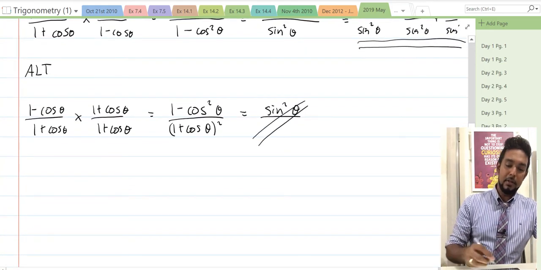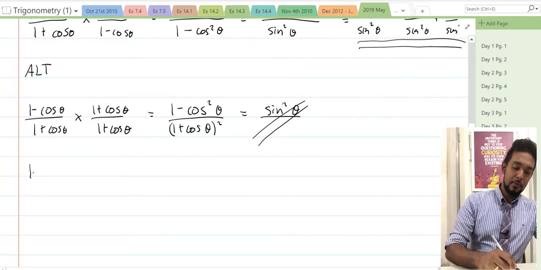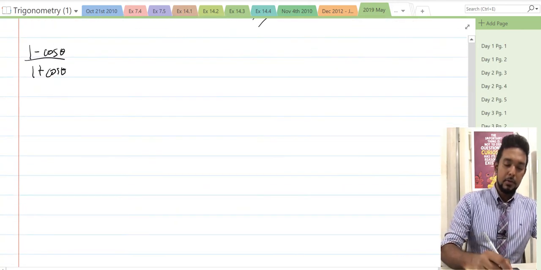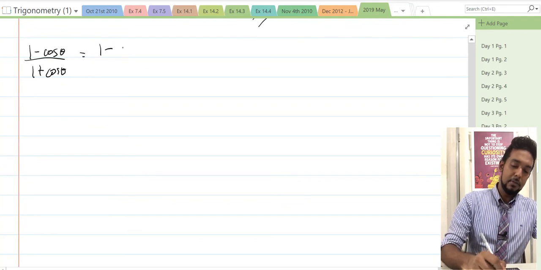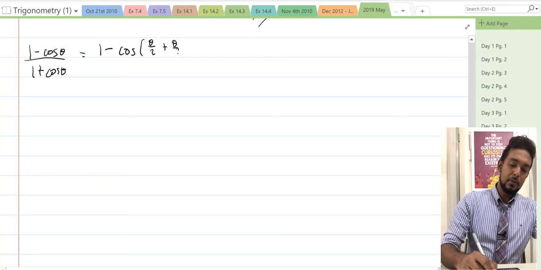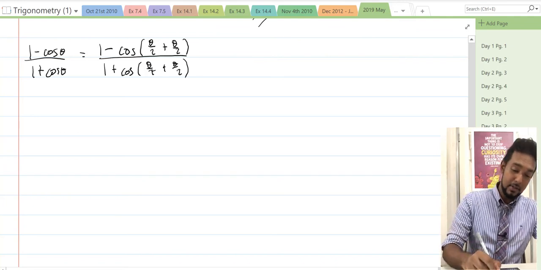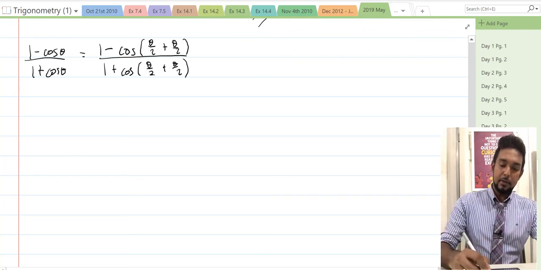Alright, so we're stopping that there, and we're going back to 1 minus cos theta over 1 plus cos theta. So 1 minus cos of theta over 2 plus theta over 2, all over 1 plus cos of theta over 2 plus theta over 2. Sorry, my handwriting is embarrassing. Okay, what's our expansion for cos of 2 theta?